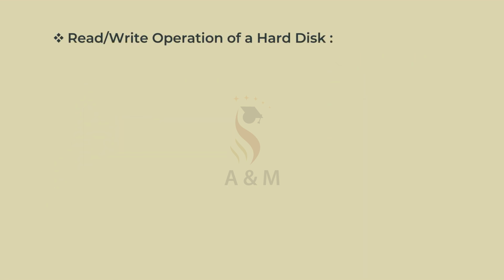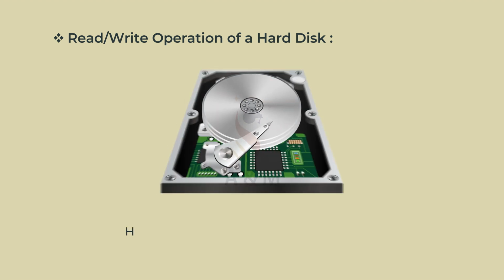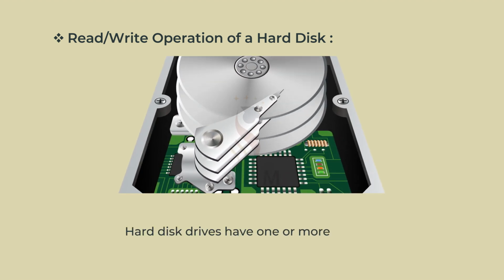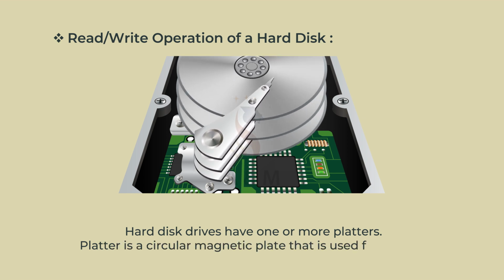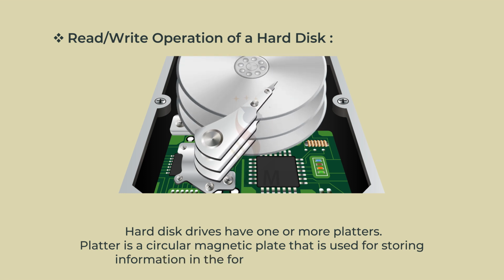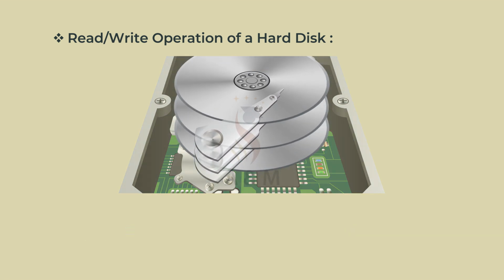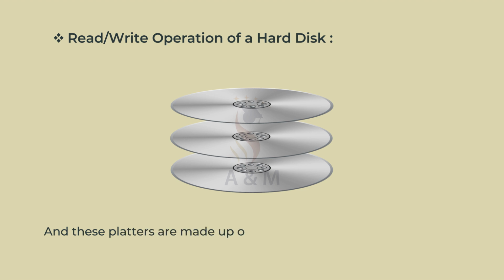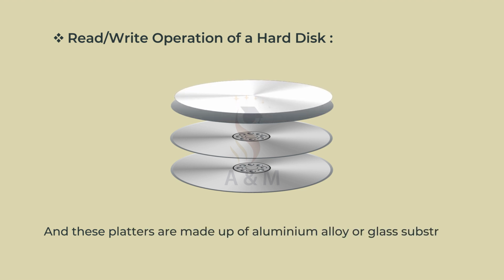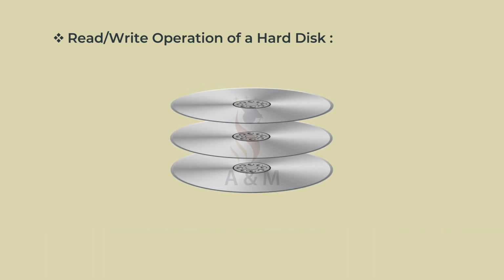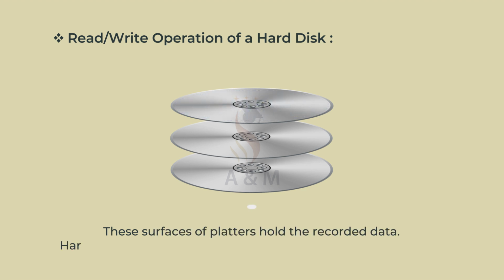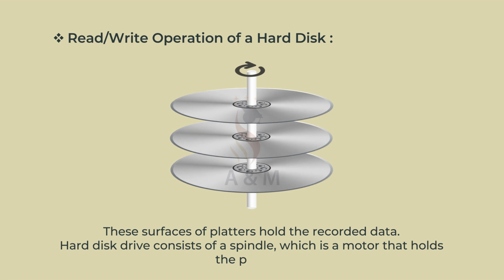Read or write operation of a hard disk. Hard disk drives have one or more platters. Platter is a circular magnetic plate that is used for storing information in the form of magnetic patterns. And these platters are made up of aluminum alloy or glass substrate. Each platter has two working surfaces. These surfaces of platters hold the recorded data. Hard disk drive consists of a spindle which is a motor that holds the platters.